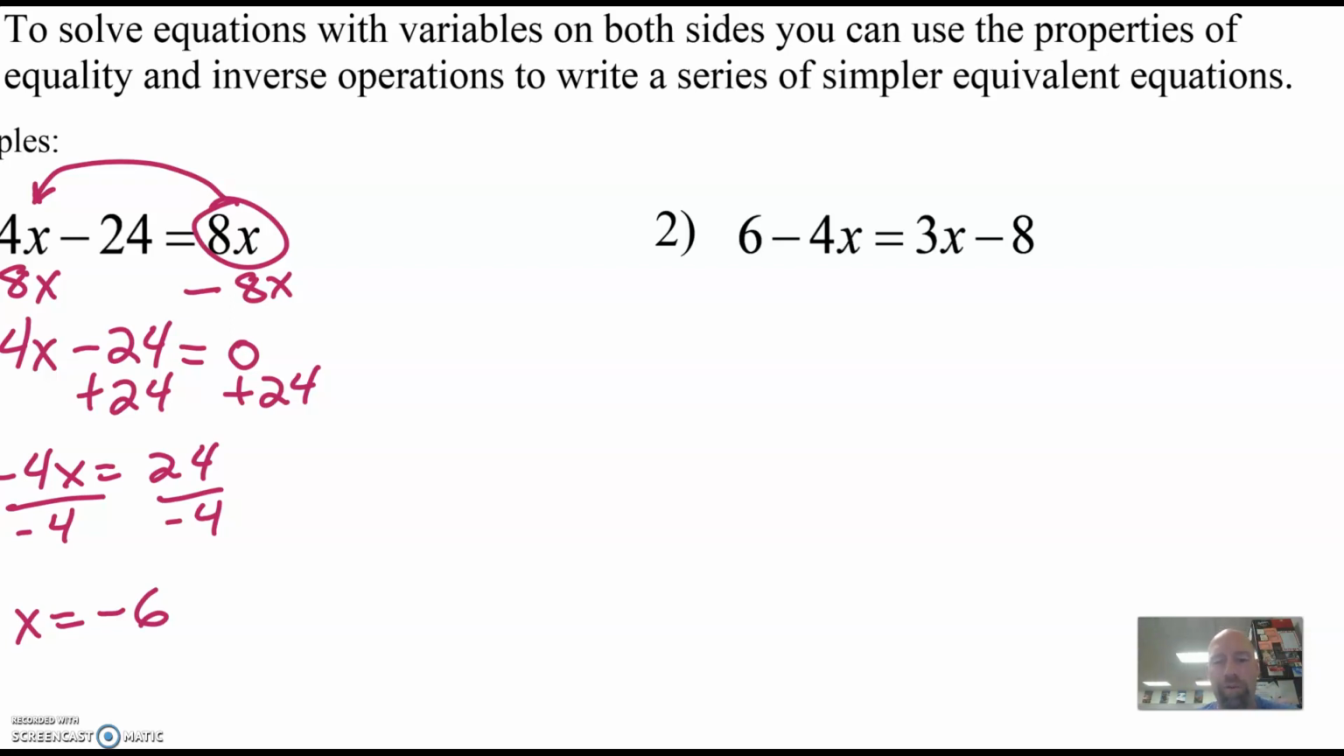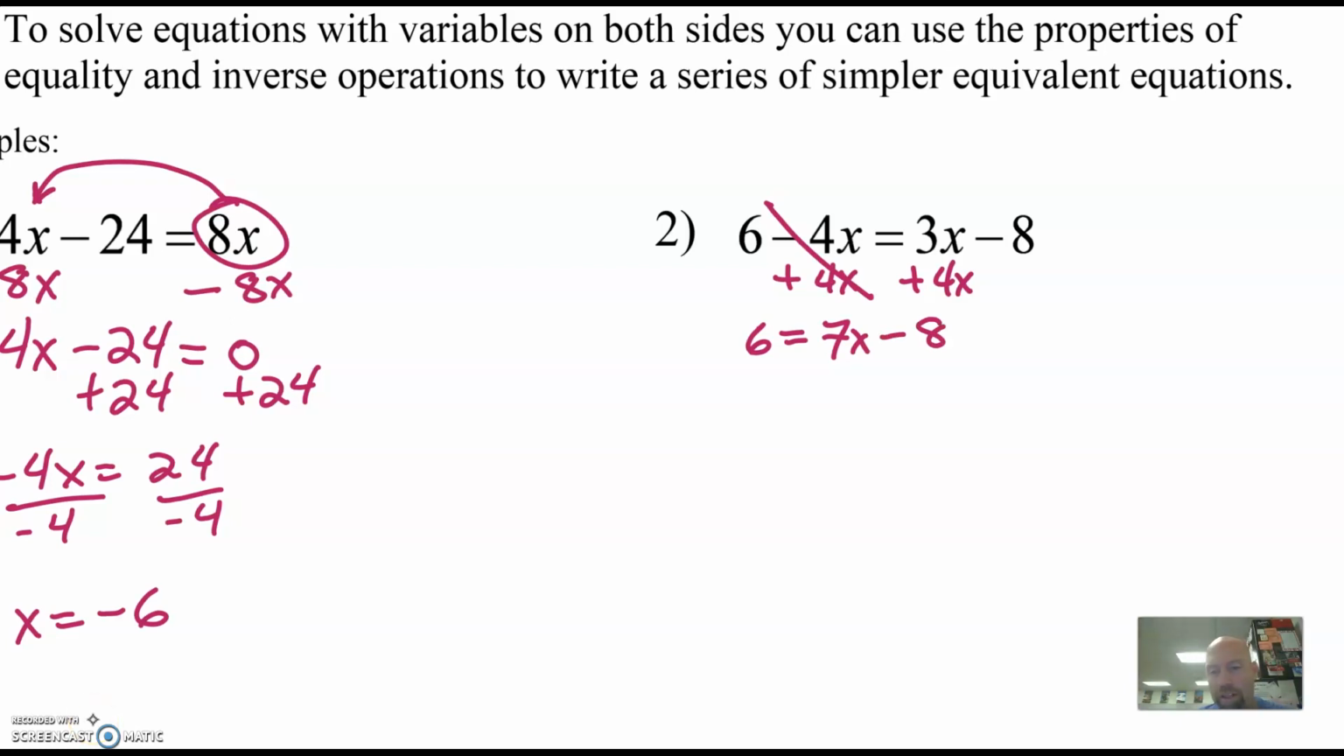Okay, so on this particular problem, I'm going to move my variable term over to the right, just to show you that it doesn't matter which direction you go. You can move the variable term either way. So I'm going to use the addition property of equality to move my variable term from the left to the right. The reason I'm going to use a positive 4x is because I already have a negative 4x sitting there. So my variable term on this side cancels out, and I have 6 is equal to whatever I end up with over here. So now I've got 7x minus 8.